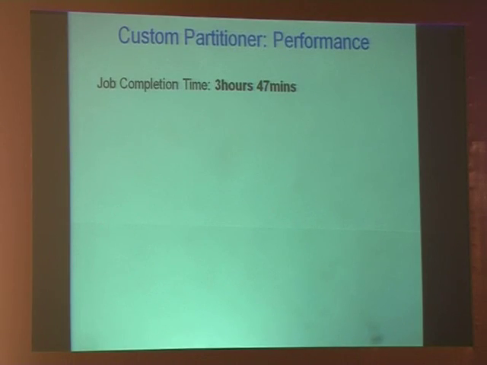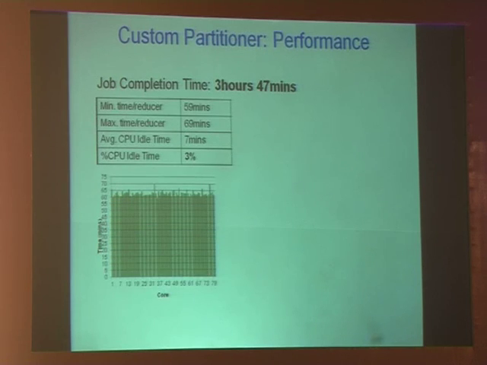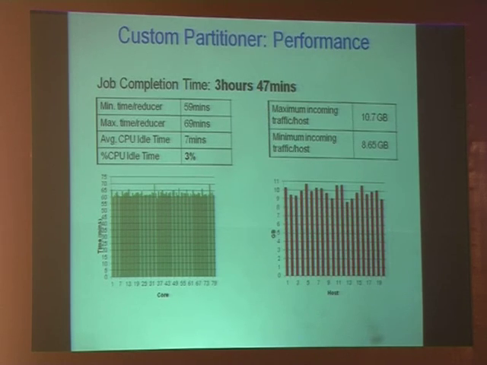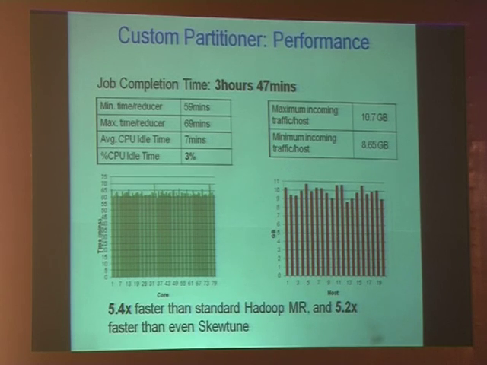Job completion time went down to just 3 hours and 47 minutes. Minimum time per reducer being 59 minutes, maximum time being 69 minutes, and percentage CPU idle time just 3%. So this is the computation profile now, and a fairly balanced communication profile as well. The final annotator is 5.4x faster than standard Hadoop and 5.2x faster than even SkewTune.